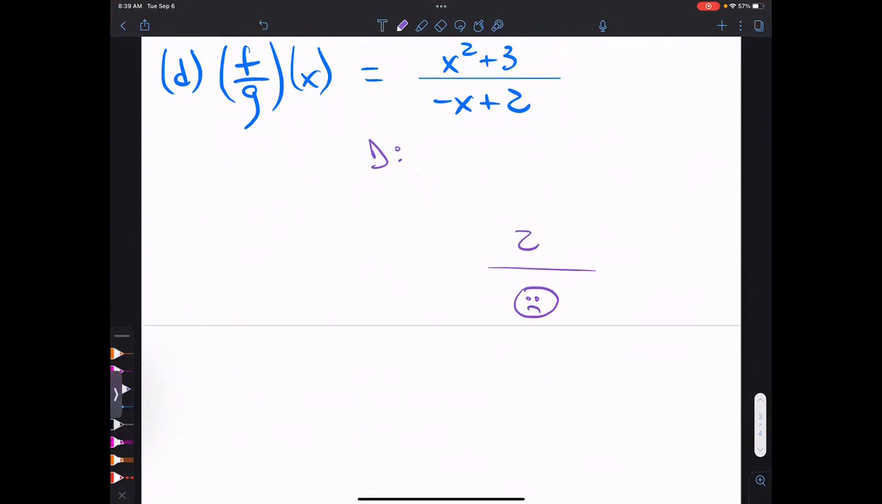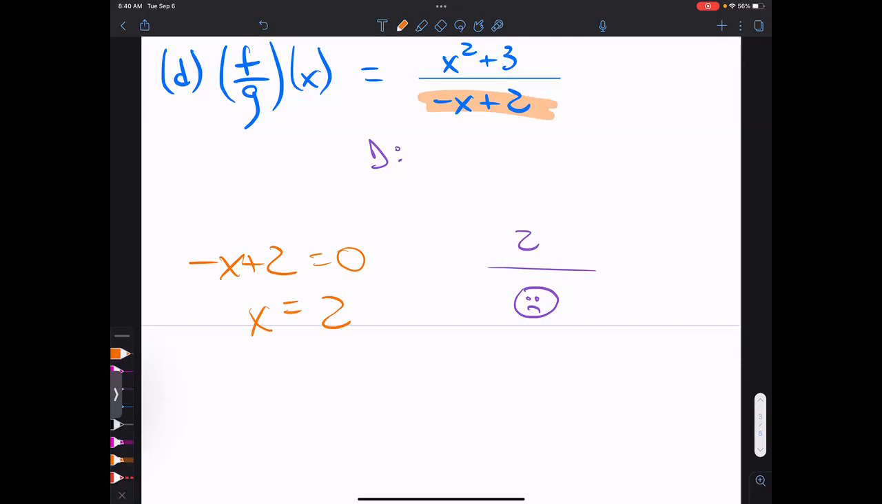That's why we get this problem, because look at the thing at the bottom, negative x plus 2. Can that be 0? It can't be 0 because that breaks what's going on with the function, right? Where would it be 0? What x value would make it 0? 2, right? Negative 2 plus 2 equals 0.